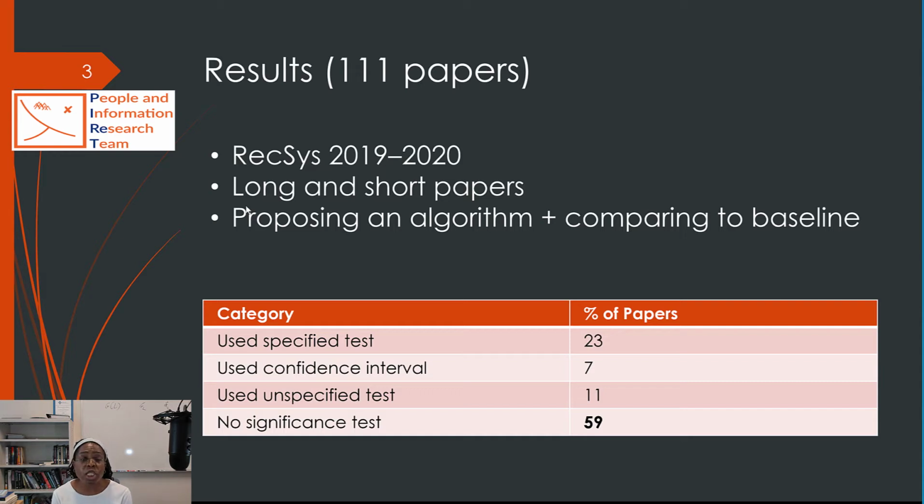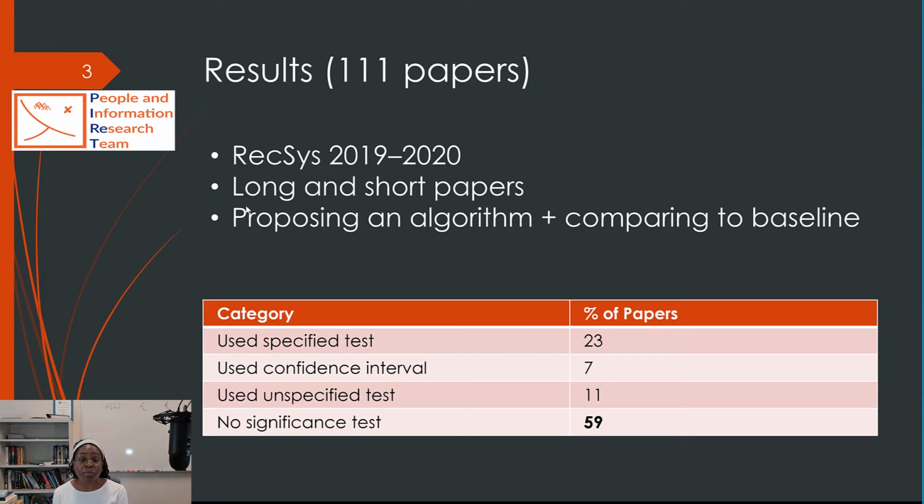We considered only long and short RecSys papers that were published in the year 2019 and 2020. A paper was selected only if it proposed a new or enhanced method and compared its performance to that of a baseline. We selected 111 papers.